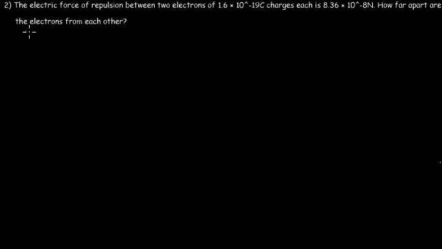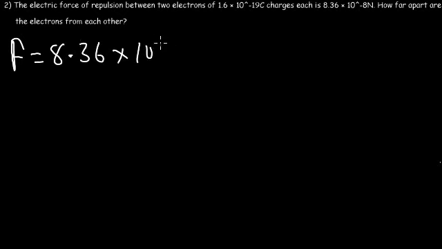Number 2. The electric force of repulsion between two electrons of 1.6 times 10 to the power negative 19 coulombs charge each is 8.36 times 10 to the power negative 8 newtons. How far apart are the electrons from each other? So the electric force is given to us as 8.36 times 10 to the power of negative 8 newtons.